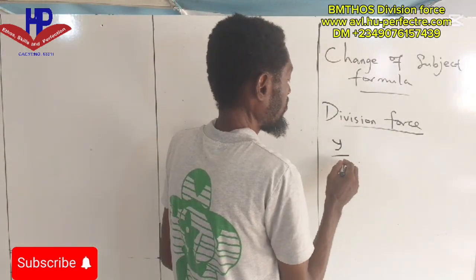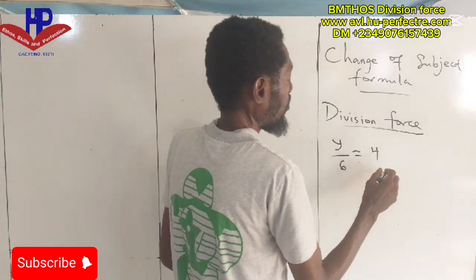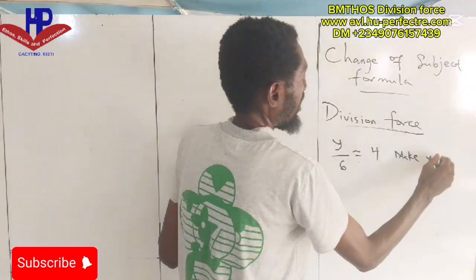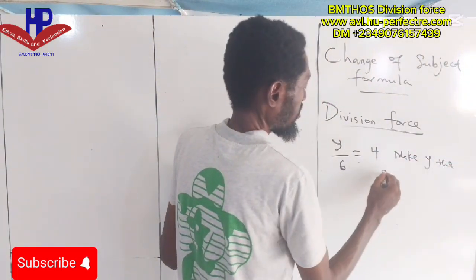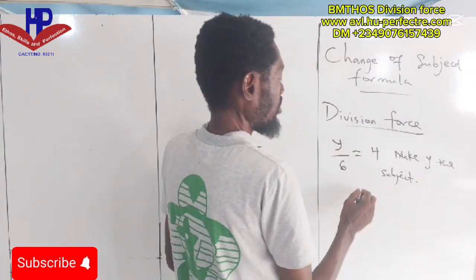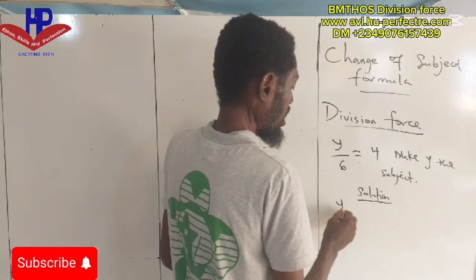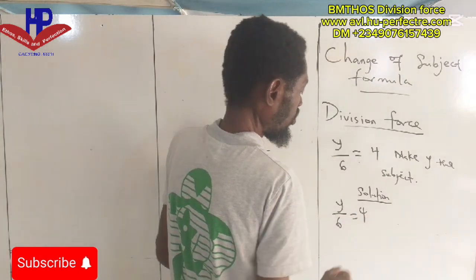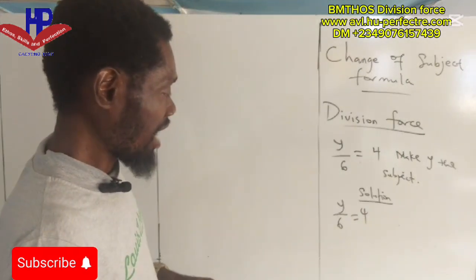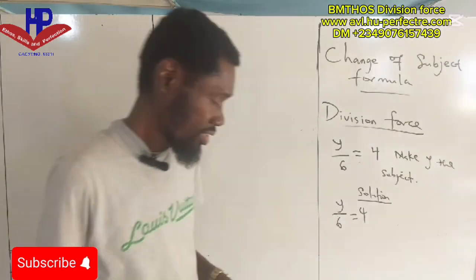Y over 6 is equal to 4. Make Y the subject. Solution. Y over 6 is equal to 4. We've been asked to make Y the subject. How do we go about this?